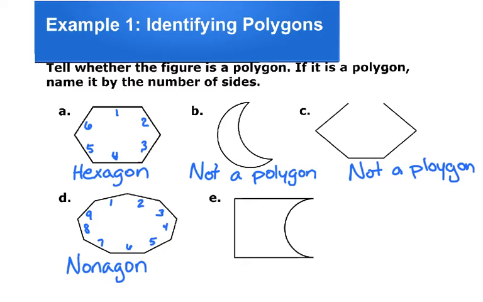Alright, last example here, part E. I can tell you right off the bat that since this side right here is not a line segment, it's a curve again, or an arc, we can call it. It is not a polygon.